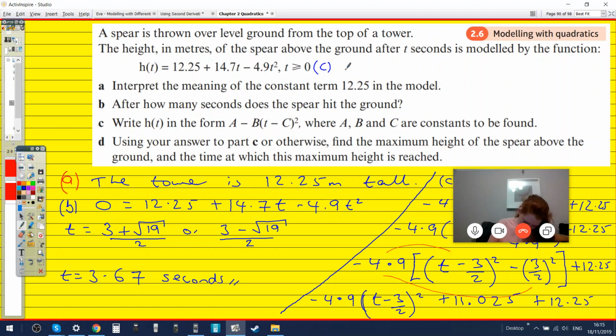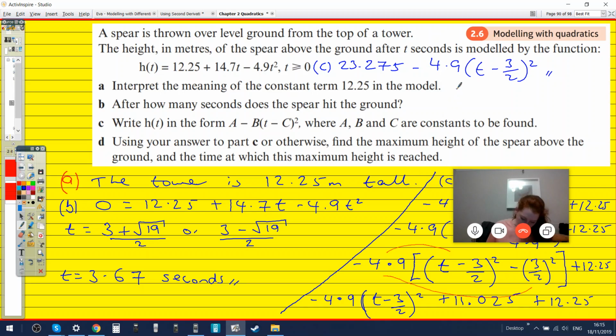23.275. You got 23.275, and we also had the minus 4.9 t minus 3/2 squared. So that's what they asked us to do here. Yeah. And okay, part D.